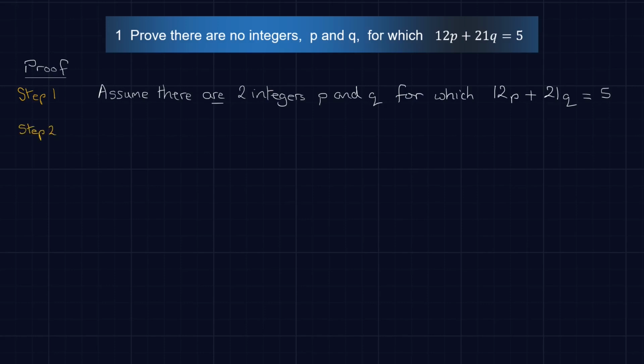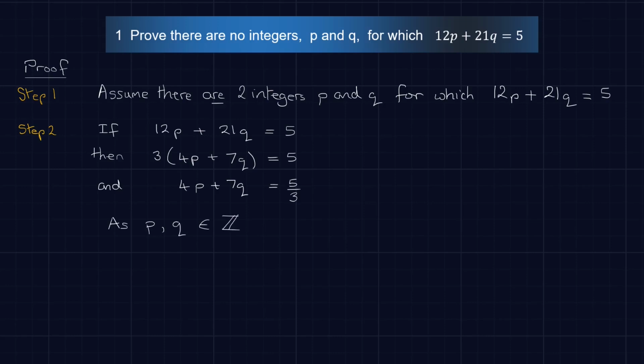Step 2, we take our assumption as our starting point and reason logically from there. Now if 12p plus 21q equals 5, we can factorize the left-hand side and then divide by 3. Which gives this. As p and q are integers, the left-hand side must also be an integer. But the right-hand side, 5 over 3, is not an integer, it's a rational number. So the left-hand side cannot equal the right-hand side. One side is an integer, the other side is not an integer.